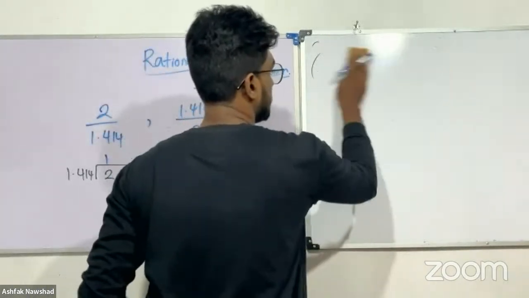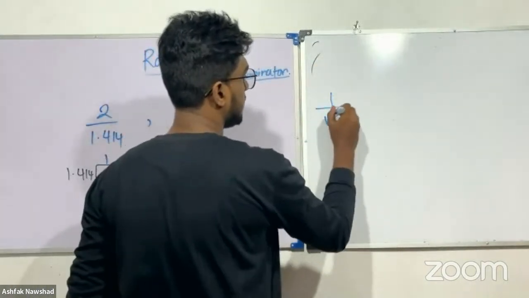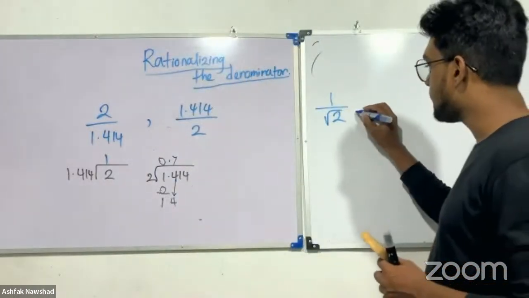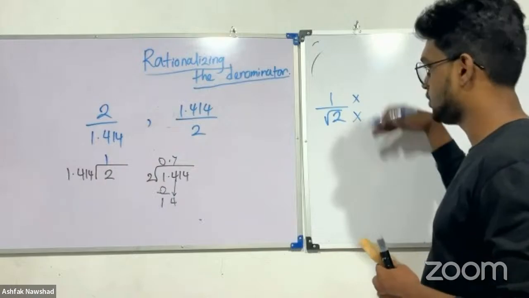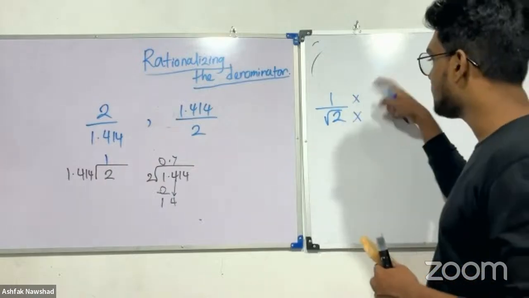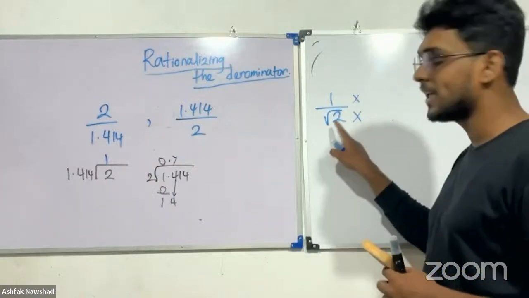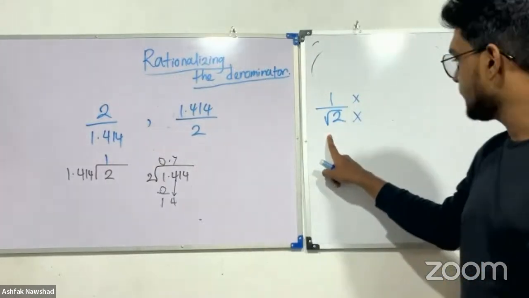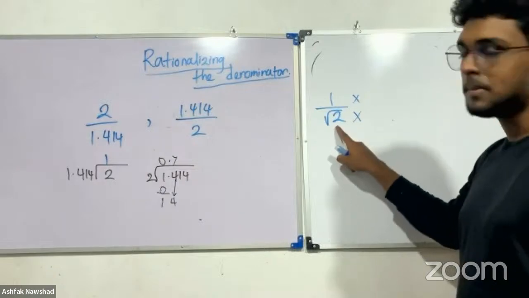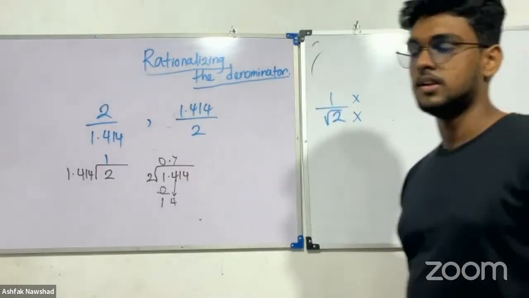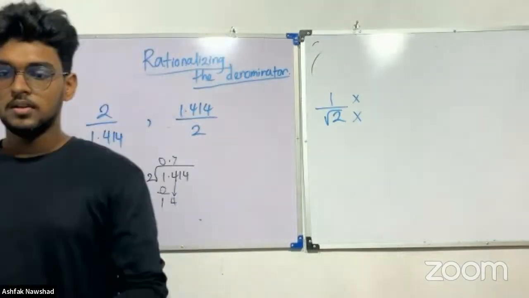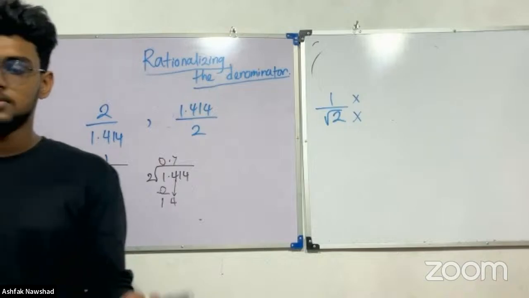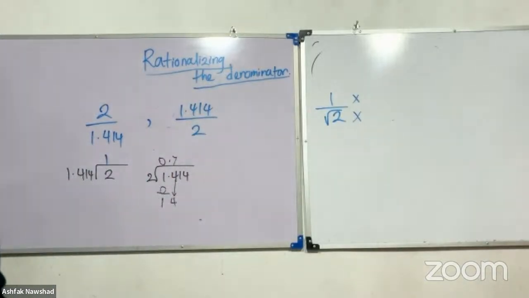See, this is an irrational denominator. So what you do is you multiply this fraction by a number to make an equivalent fraction where the denominator is rational. What number should I multiply this with to make it rational? You very well know that now. Which number should be multiplied by root 2 to make it rational, to remove the square root?